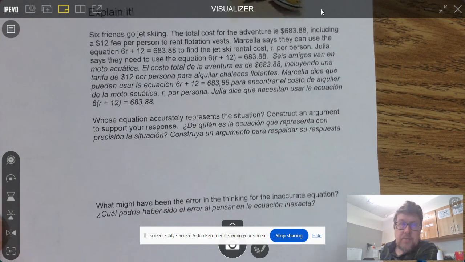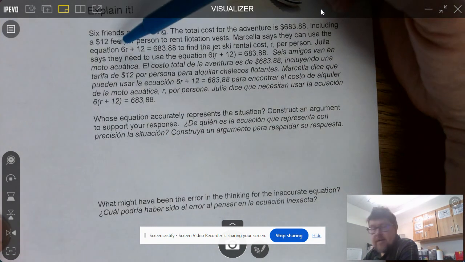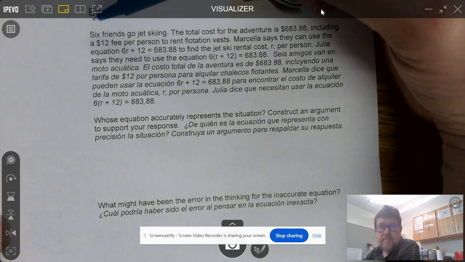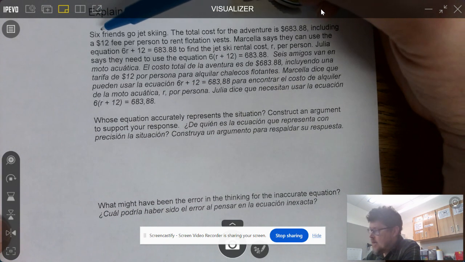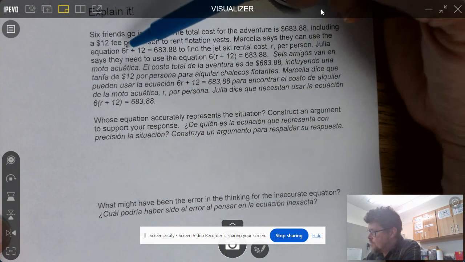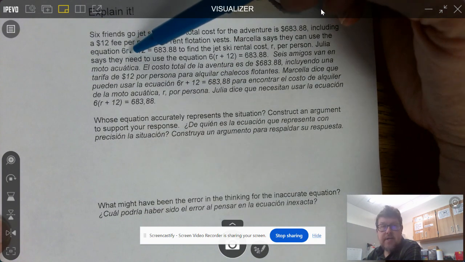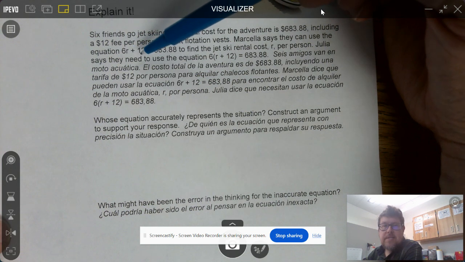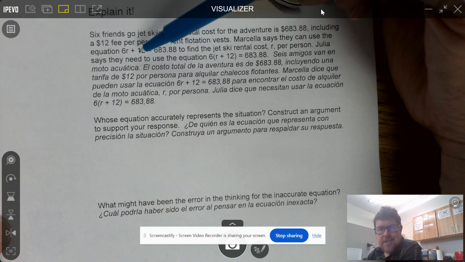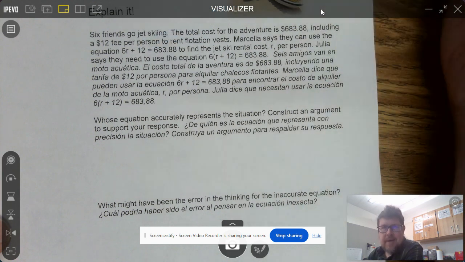So we got 2 equations. We got to compare them. So we got this one right here, the 6r plus 12. So however many people it is, right? Well, 6, right? And we're looking for the cost, so that's the cost, r per person. So we got 6 people times the rental cost and then plus 12. Now, the problem I see with this is that $12, there's actually 6 people. So each person needs to pay that $12.